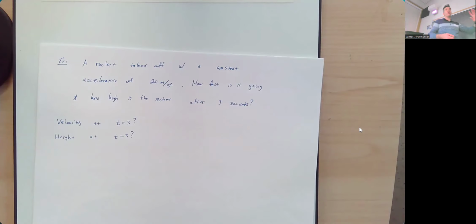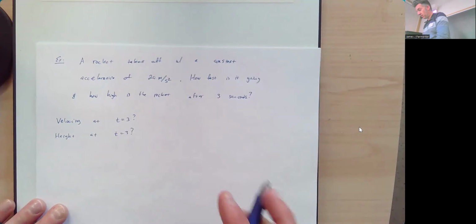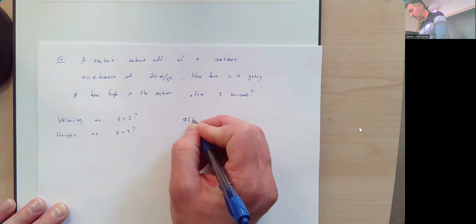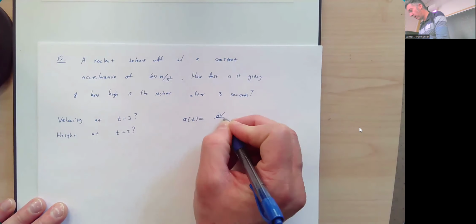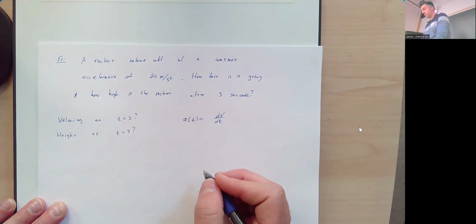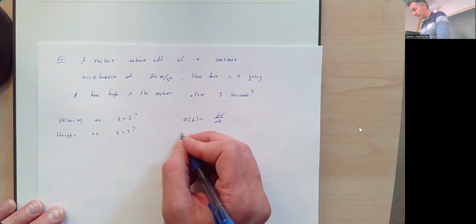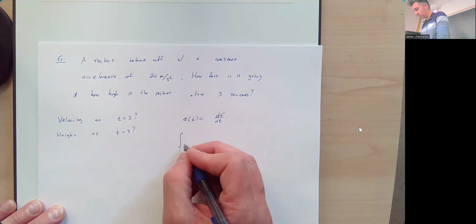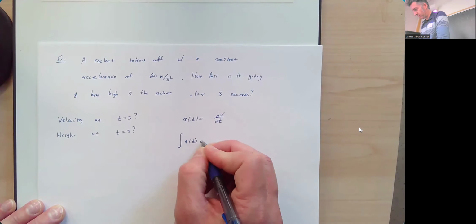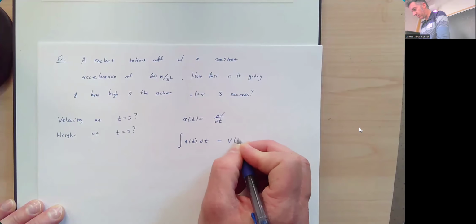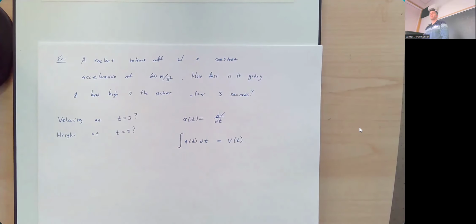And working backwards, if acceleration is equal to the derivative of velocity, then the antiderivative of acceleration is equal to velocity. Usual relationship: if the derivative of something is equal to something else, then the antiderivative of that something else is equal to the original function.